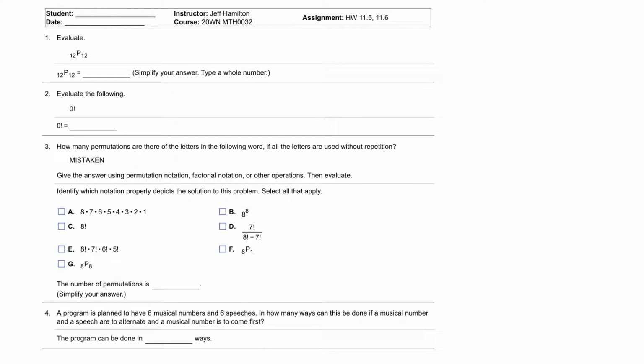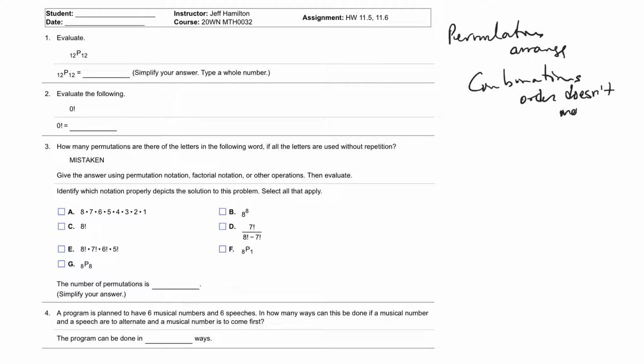Okay, I'm just going to run through some of the questions that you might see in your 11.5, 11.6 homework. So we're talking about permutations and combinations. Permutations are orders of things or ways of arranging things. And with combinations, order doesn't matter, and it's how many ways you can do things.